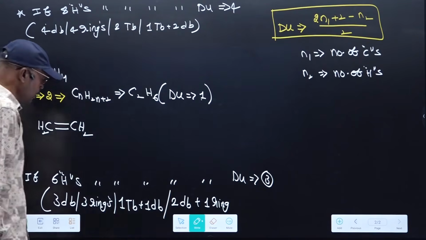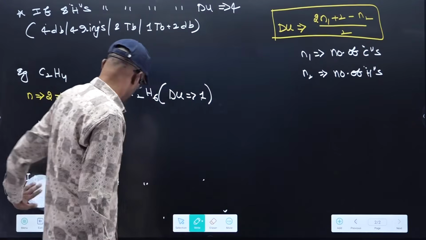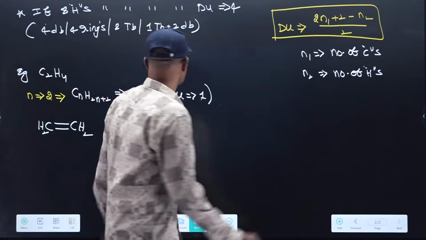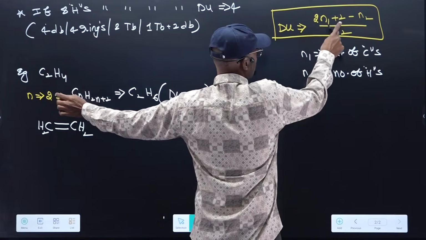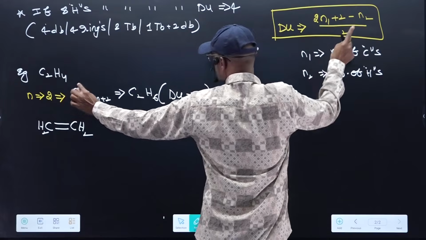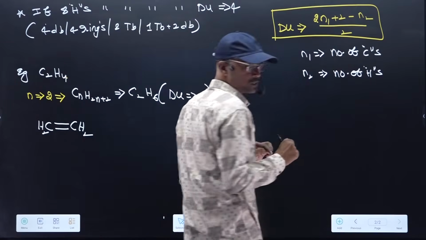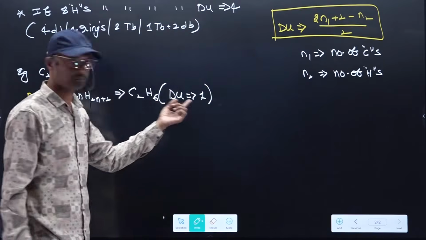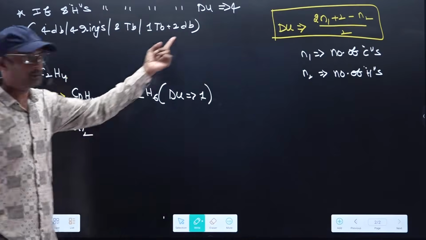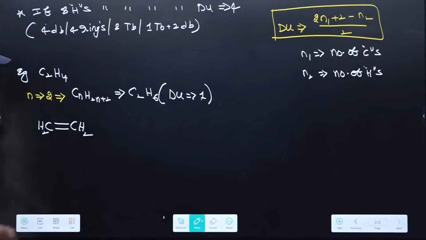Suppose you apply the DU formula for this. How many carbons are present? 2. 2 into 2, 4, plus 2, 6, minus 4. 6 minus 4 how much? 2. 2 by 2, 1. You will get this number. You can apply this formula, otherwise use the alkane general formula directly.